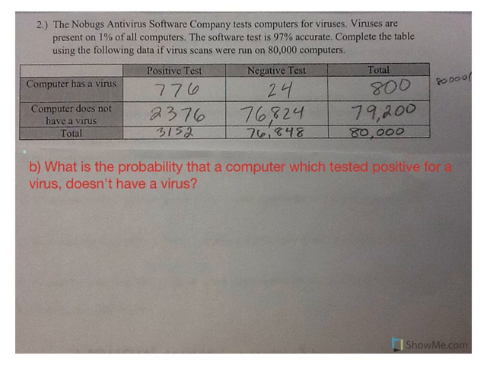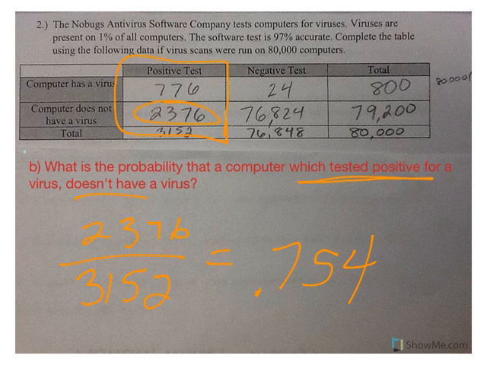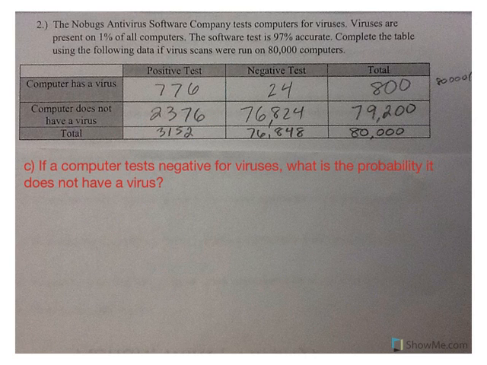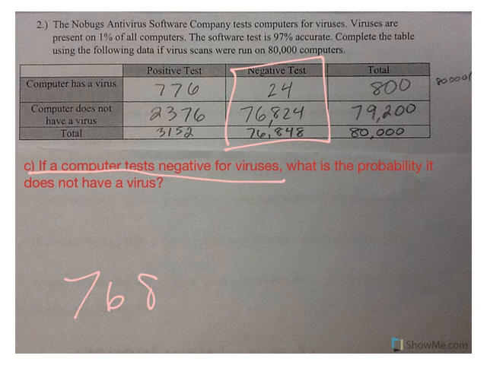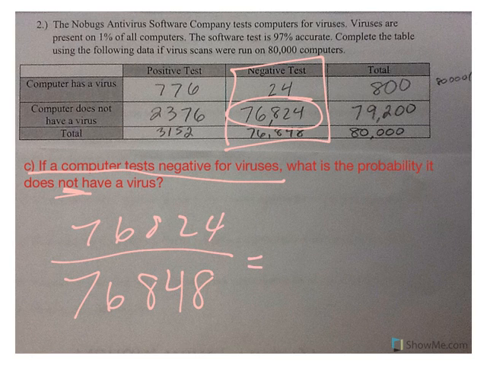What is the probability that a computer which tested positive doesn't have a virus? So we know it tested positive. Well, not having a virus is 2,376, which gives me 0.754. Next page. If a computer tests negative, focus on the negative. So my denominator is 76,848. Probability it does not have a virus. That's the big number, 76,824.